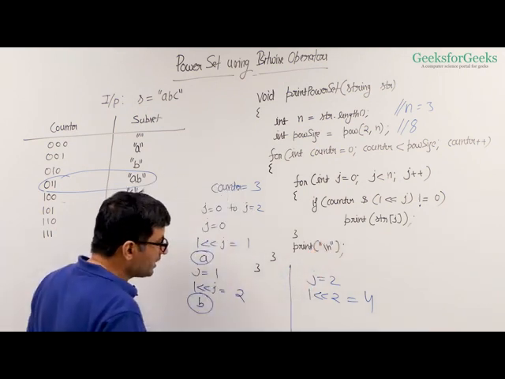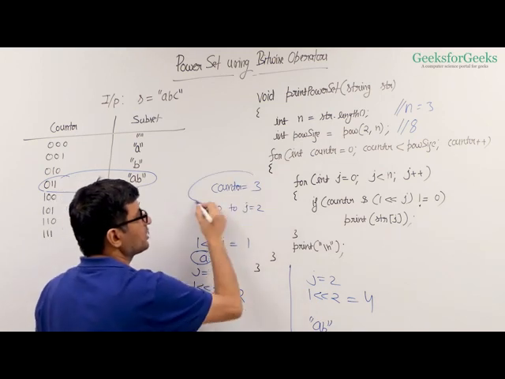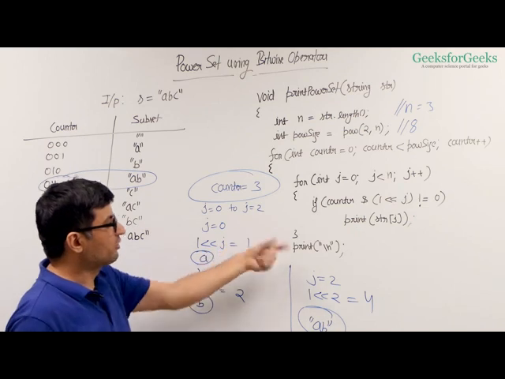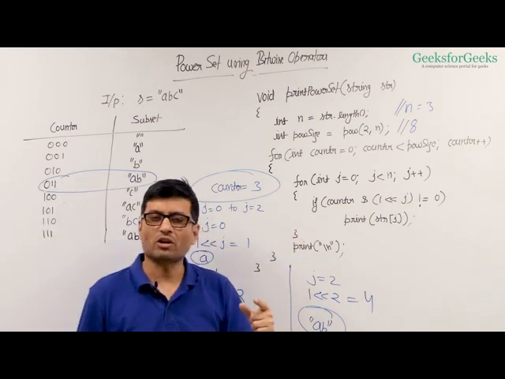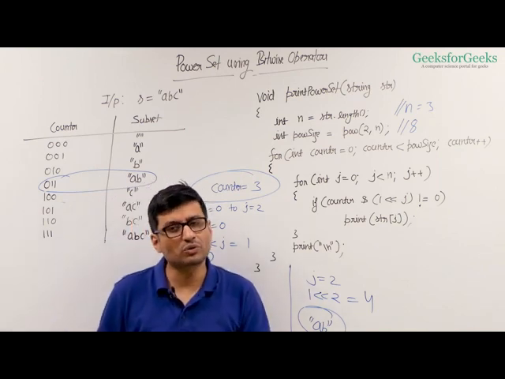So you only print A and B on the screen for counter equal to 3. That's what you print at the end. And then you print a new line, so that the new subset for counter equal to 4 is printed on a new line. So that's how this logic works.